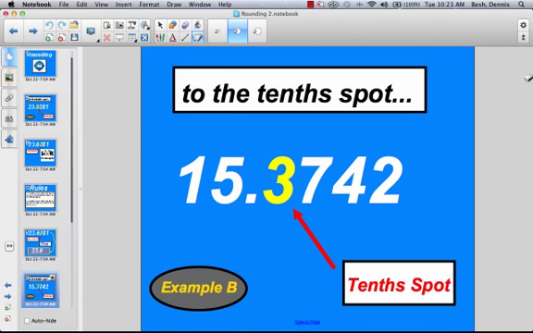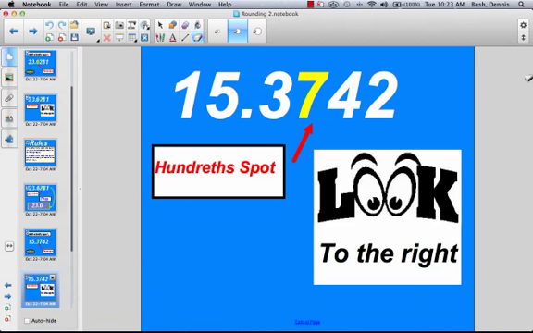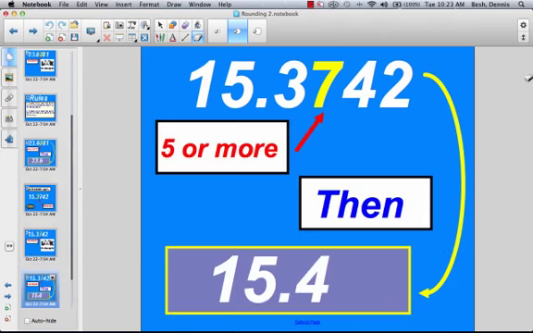Now, I wanted to show you another example here, B, a new value: 15.3742. Notice that the 3 is in the 10th spot, and again we are rounding to the 10th. So now I look right next door to the right in the 100 spot. I notice it's a 7. 7 is 5 or more. So 15.3742 rounds to 15.4 to the 10th spot.